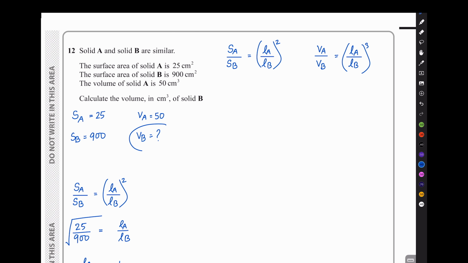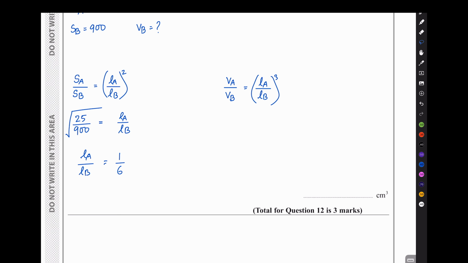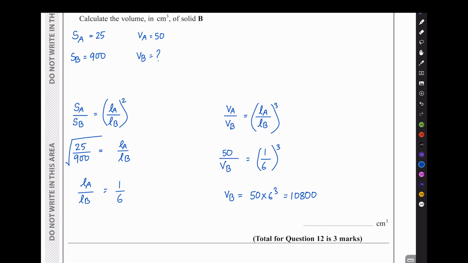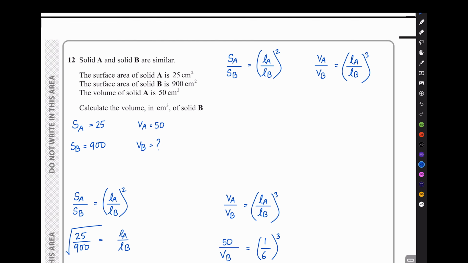Now we need to find the volume of B, right? So we have to use the other equation, this one. We already know the volume of A, which is 50. So 50 divided by volume of B equals the length ratio cubed. So 1 by 6, the entire thing cubed. Now it's pretty easy. Let me just make VB the subject. So VB equals 50 times 6 cubed, which is 10800. Okay, so this is it. This was very easy, I'd say.